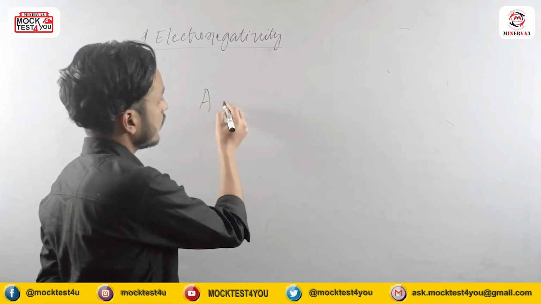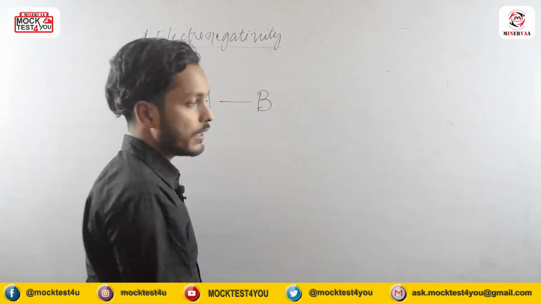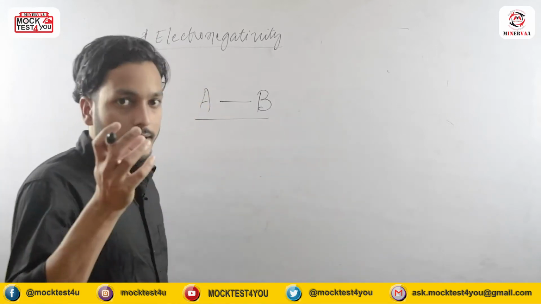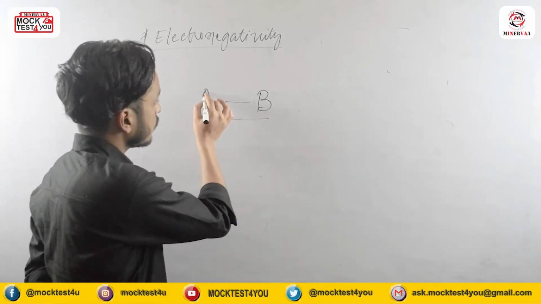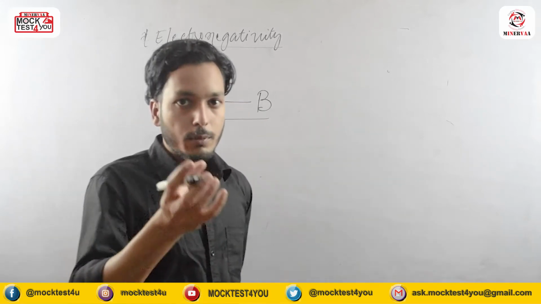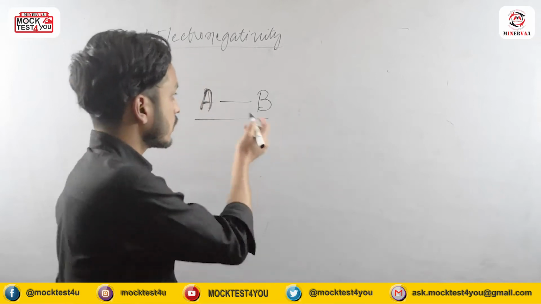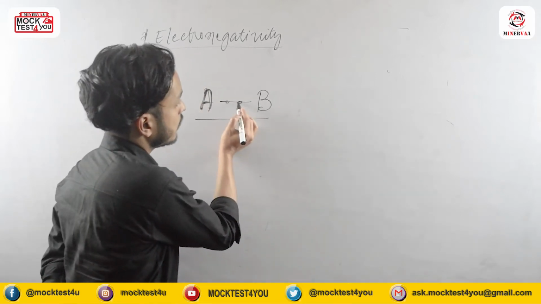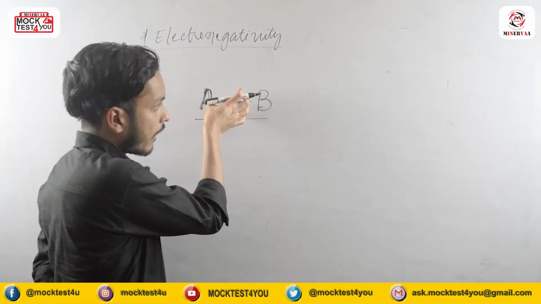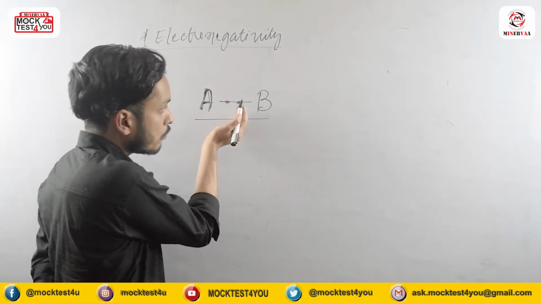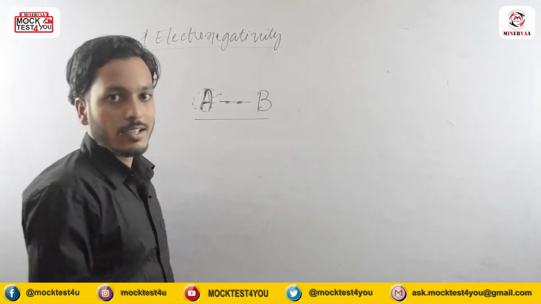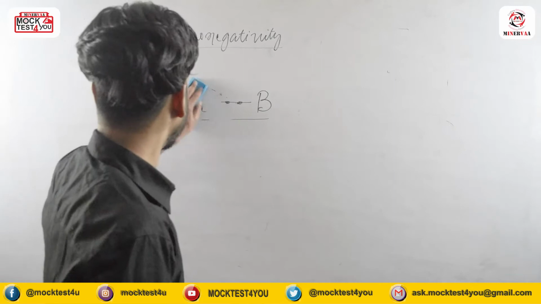Suppose this is A and it is making a bond with B, okay? So this is a molecule, and we are taking the example of A. Suppose the two atoms are sharing one electron each. The tendency of this A to attract this shared pair of electrons more toward itself is called electronegativity.